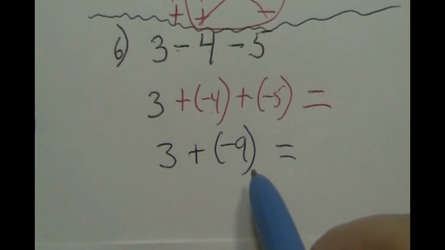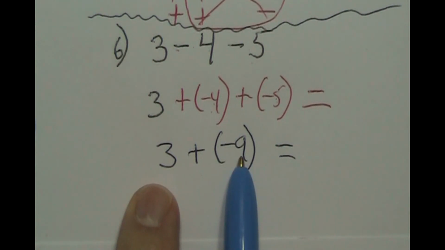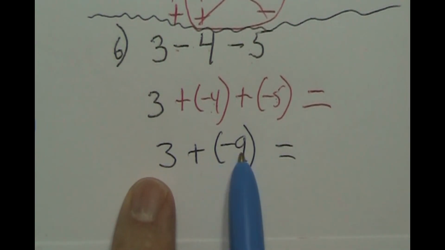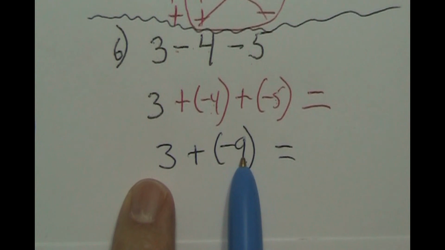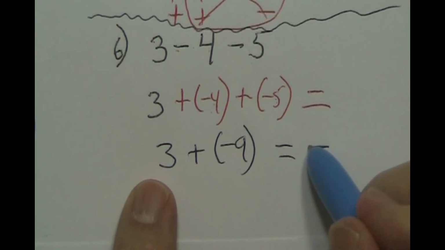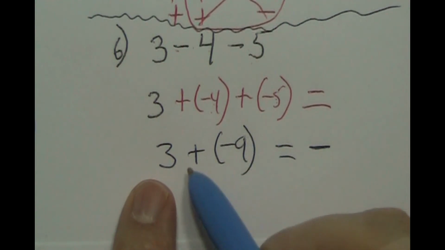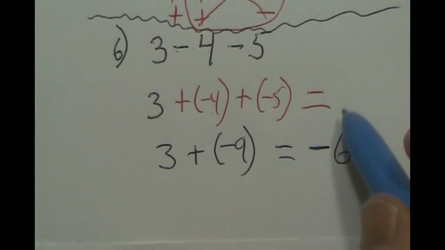Now you probably should be able to look at this and tell the answer, can't you? If it's positive 3 and you add 9 ice cubes, you know it's going to be colder. By what? By 6.